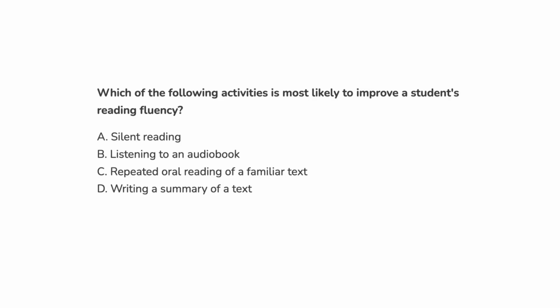Which of the following activities is most likely to improve a student's reading fluency? Answer: C. Repeated oral reading of a familiar text. Repeated oral reading helps students read more smoothly and with greater expression, thereby improving fluency.